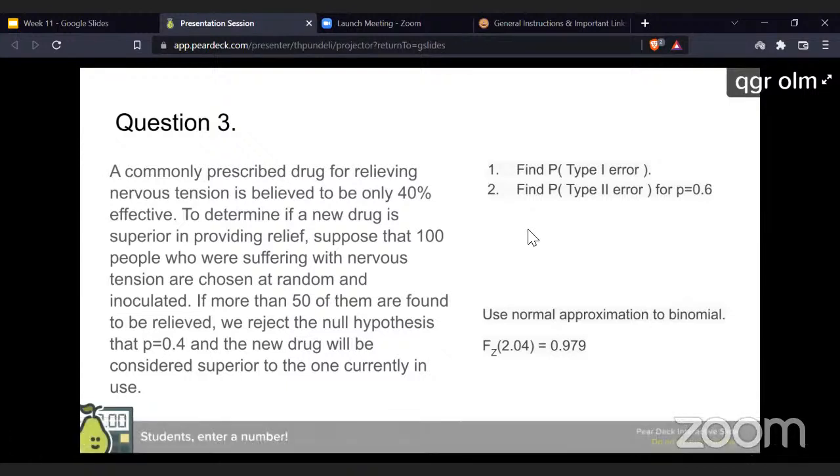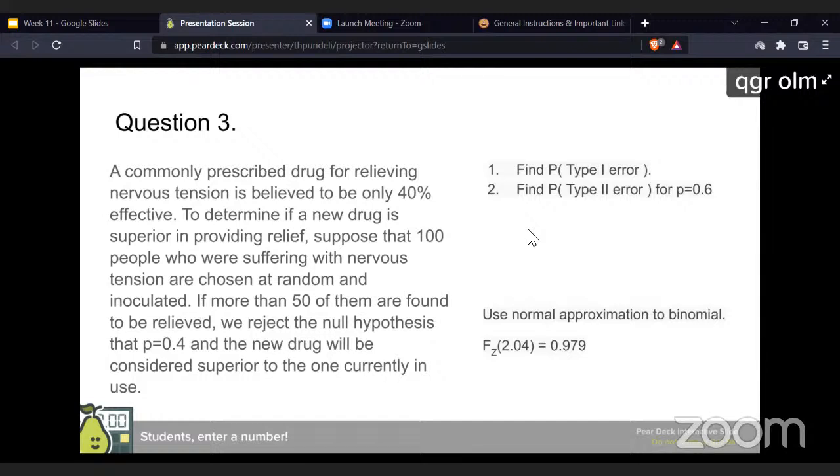So, the first question here, the null was given to us. So the null was p equal 0.4. What is the alternative hypothesis? Greater than 0.5. Just a second, greater than 0.4. Sorry, ma'am, greater than 0.4. Yes, I have written greater than 0.4.